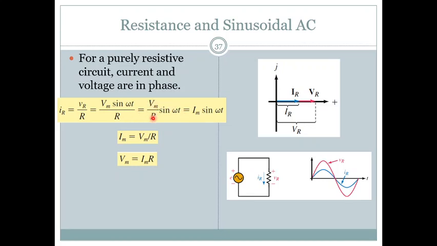So Vm over R can be defined as Im, which is the amplitude of the current source. So in that case, as you can see here, the angle between these two is actually 0. So this is at 0, this is at 0, so the voltage and the current will be in the same direction, meaning that they are in phase, right?